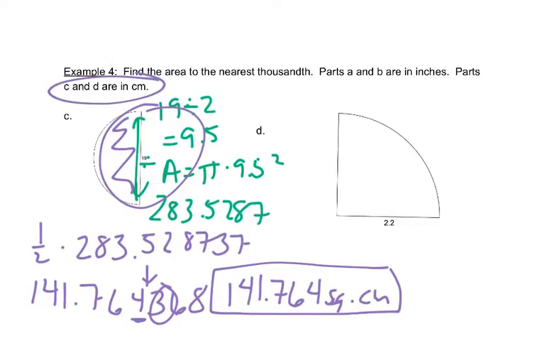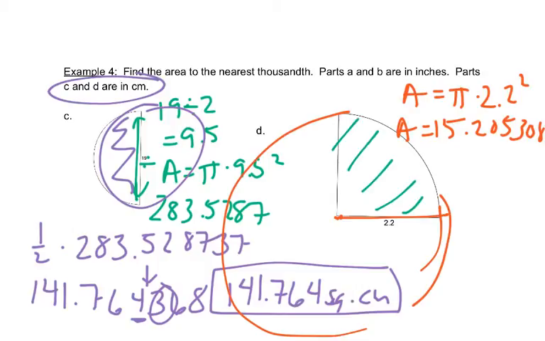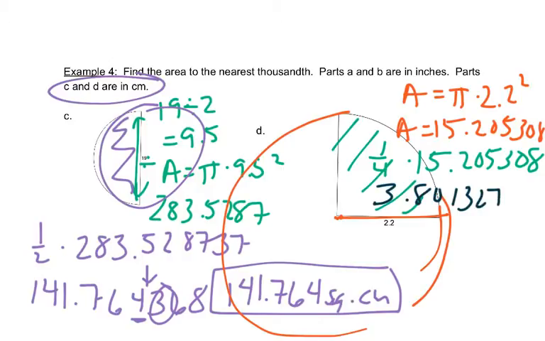Okay, in D we're already given the radius because we need to picture this as part of a circle. So this is the center of the circle to the outside edge. So we'll just do pi times 2.2 squared. And that gives us 15.205308. Now this is 1/4 of a circle here, so we want to do 1/4 times 15.205308, or 0.25 times it. And that gives us 3.801327. Here's the thousandth spot. The 3 at the end tells us to stay the same, so we have 3.801 square centimeters.